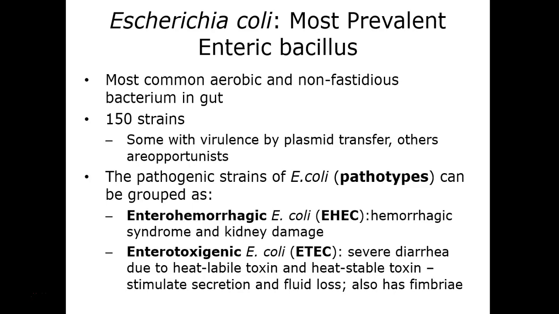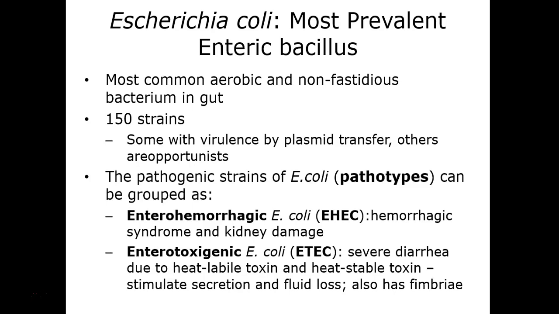E. coli is significant because about 70% of all travelers' diarrhea originates from the enterotoxins that are produced by E. coli. We have about 150 different strains that we know of, some being opportunistic, some being normal flora, meaning that they live in our gut as protective bacteria in our intestines.